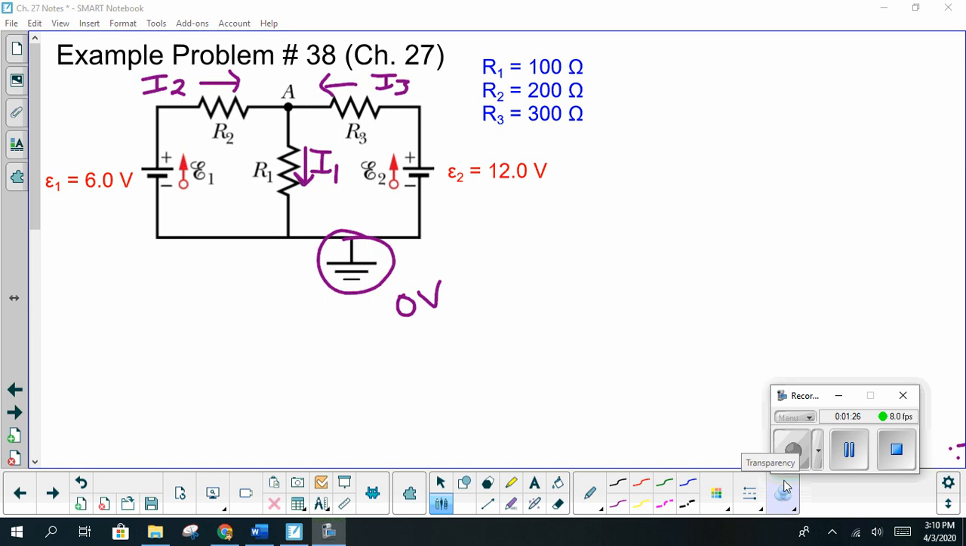I've drawn mine in as shown here. We got I1 to the right, I2 to the left, and I2 to the right, I3 to the left, and I1 going down. I think those are pretty self-explanatory, given the directions or the polarity of the EMF.